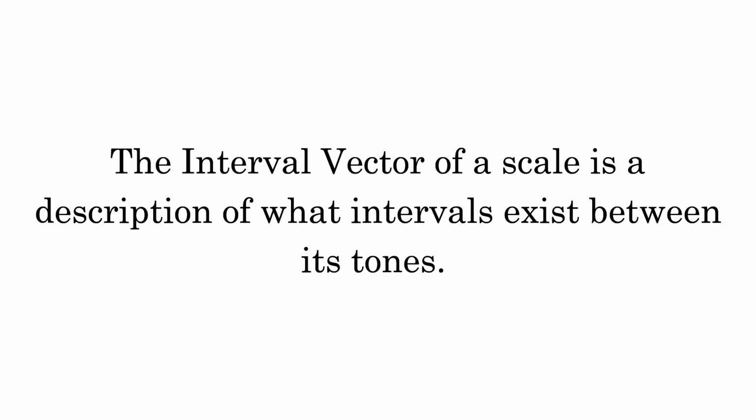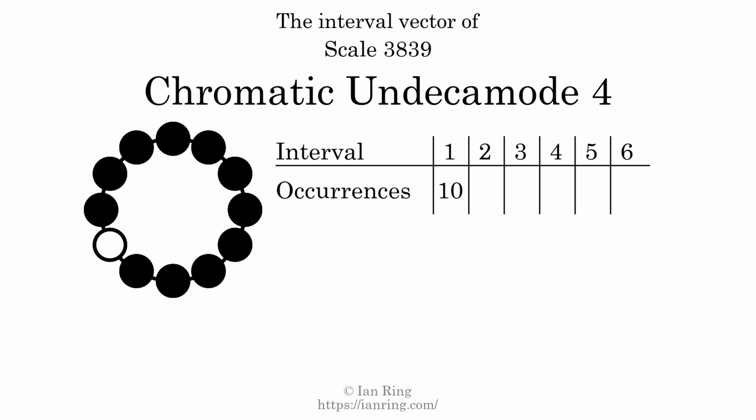The interval vector of a scale is a description of what intervals exist between its tones. There are 10 intervals with the size of 1 semitone. They are here, here, here, here, here, here, here, here, here, and here. There are 10 intervals with the size of 2 semitones. They are shown here.